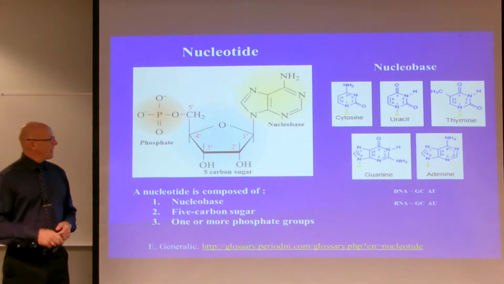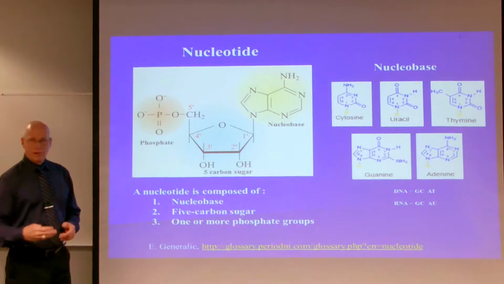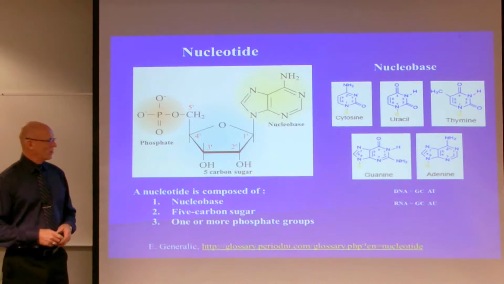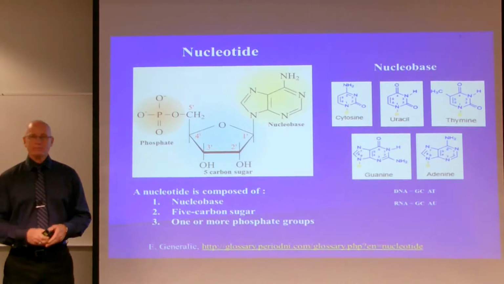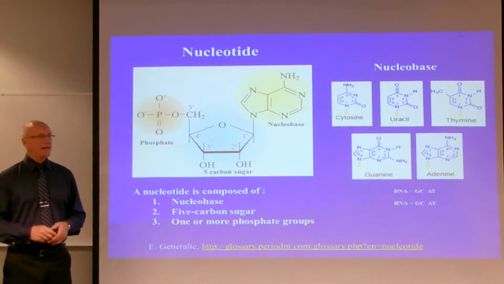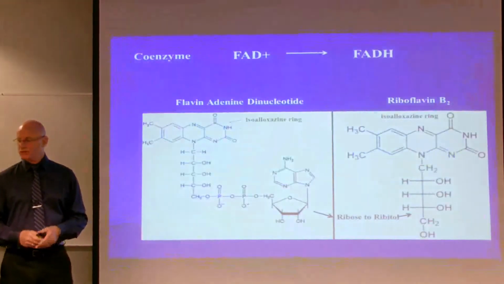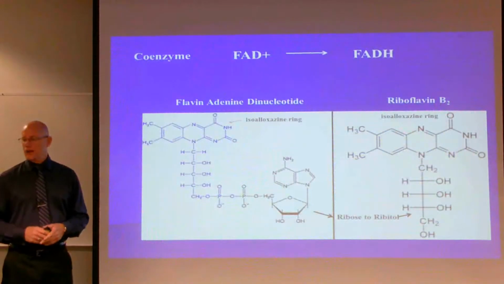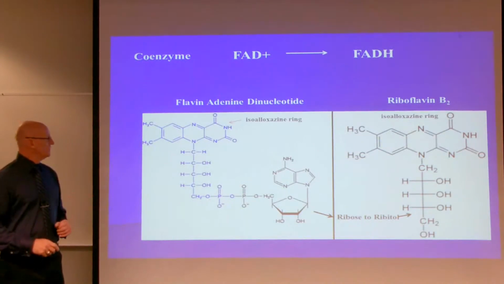And just a little bit further, in DNA, guanine will pair with cytosine, and adenine will pair with thymine. And in RNA, guanine will pair with cytosine, and adenine will pair with uracil. So that's a nucleotide. And again, like I was saying, these have 2 nucleotides. This is the coenzyme flavin adenine dinucleotide. It has 2 nucleotides. And let's break this structure down.